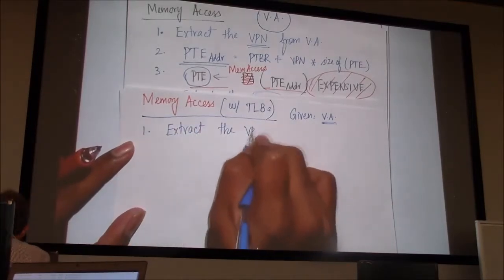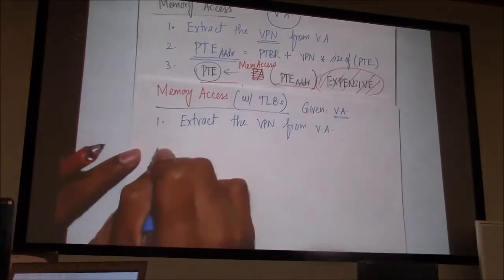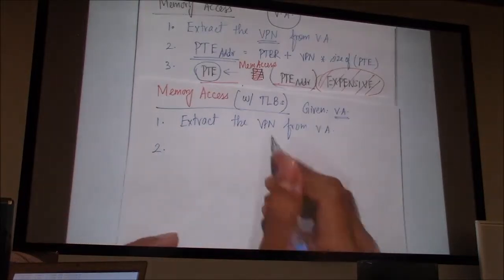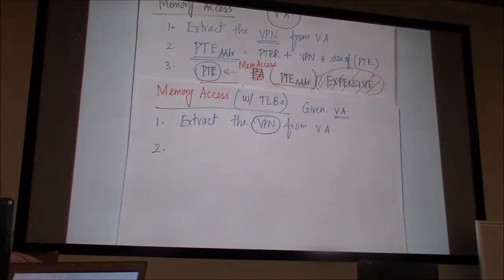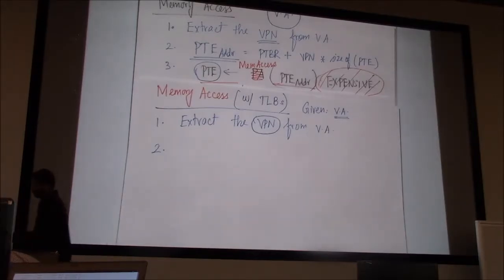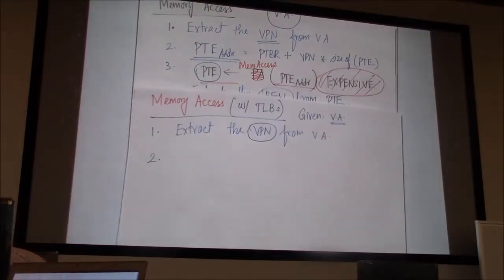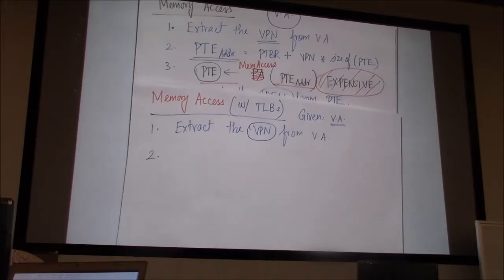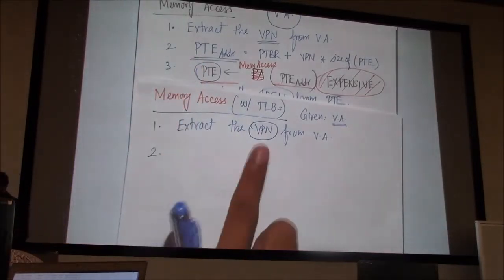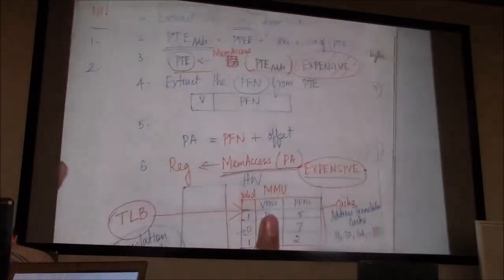Extract the VPN from the virtual address. Okay. Then now what is going to change? So now we have this VPN. Now with a TLB, what do you think is going to change? We are not going to calculate the page table entry address immediately, but instead we are going to take this particular VPN, okay, go to our TLB.